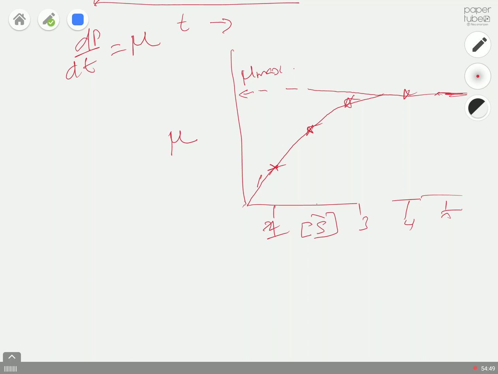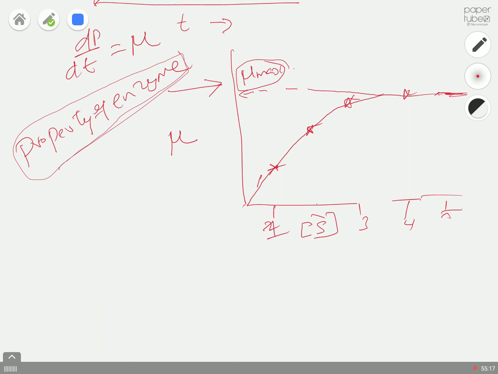So if somebody asks, okay, this is the catalyst I'm going to give you, tell the property of the catalyst, you define the property of the catalyst by performing different experiments at different substrate concentrations until you reach this value of mu max. So mu max is the property of the enzyme, a material property, and that material is your enzyme. And this mu max is related to your catalytic rate constant and the total enzyme concentration.